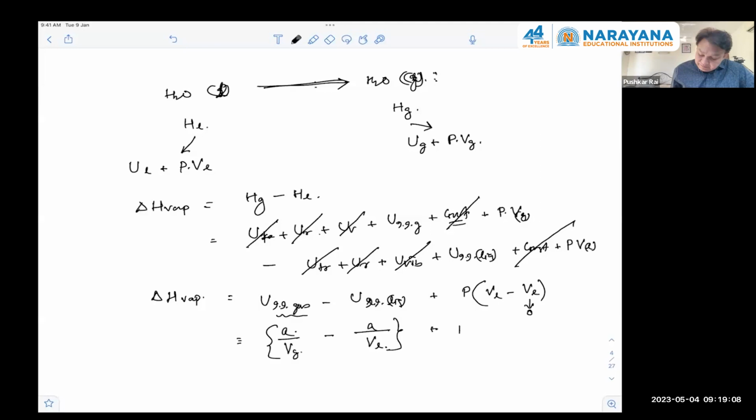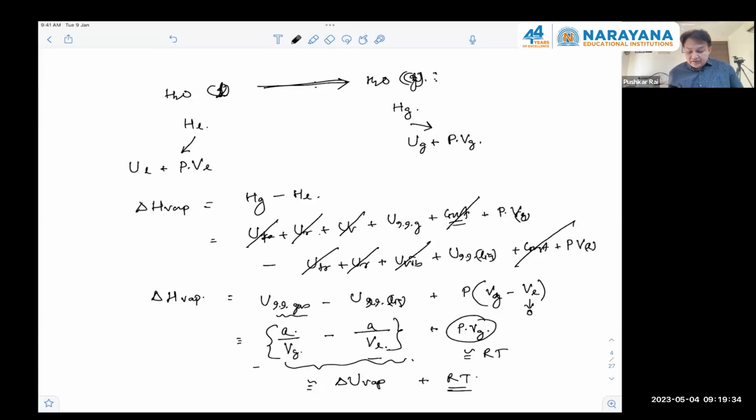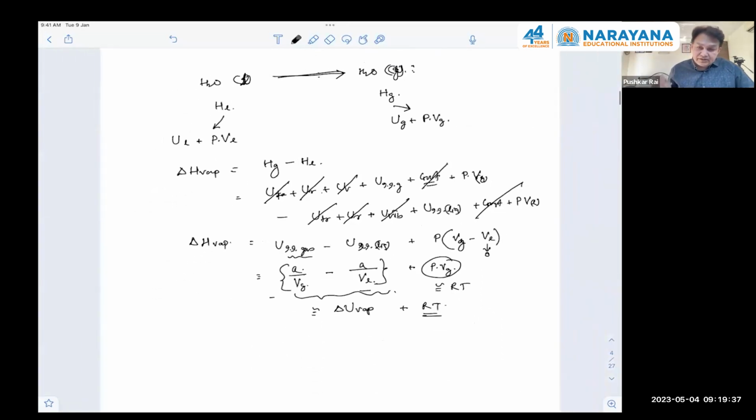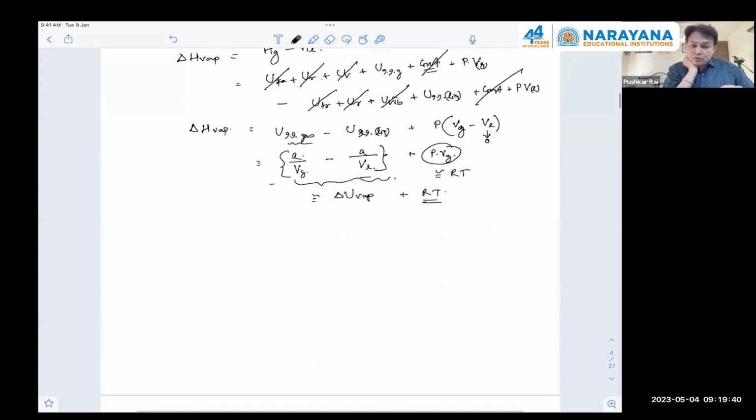And plus P into V gas. And this P into V gas is going to be what? RT. Now look here carefully. This V liquid is very small, so this quantity is going to be a very large quantity. So basically you can say it is approximated to delta U vaporization. That's very interesting. So we can say that delta U vaporization is just that energy which is needed to overcome the interaction between the gas molecules. So that is the idea of this problem.